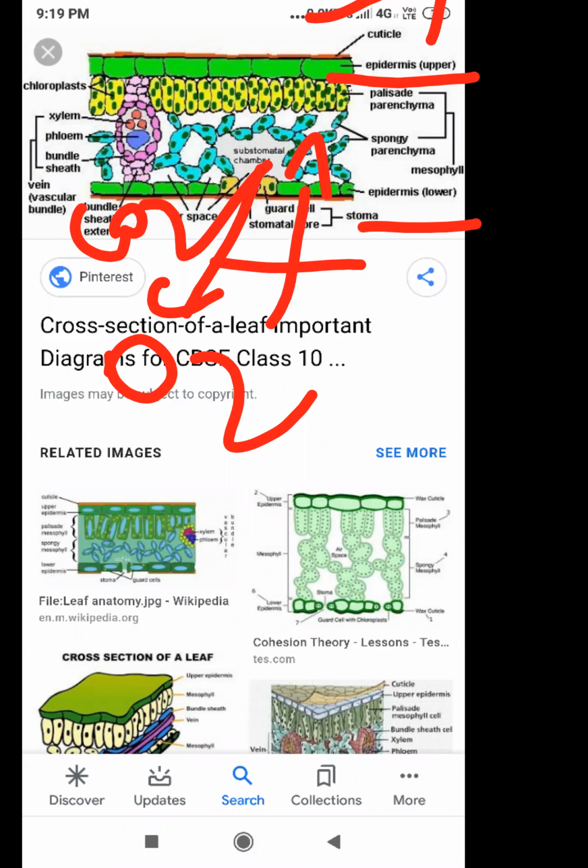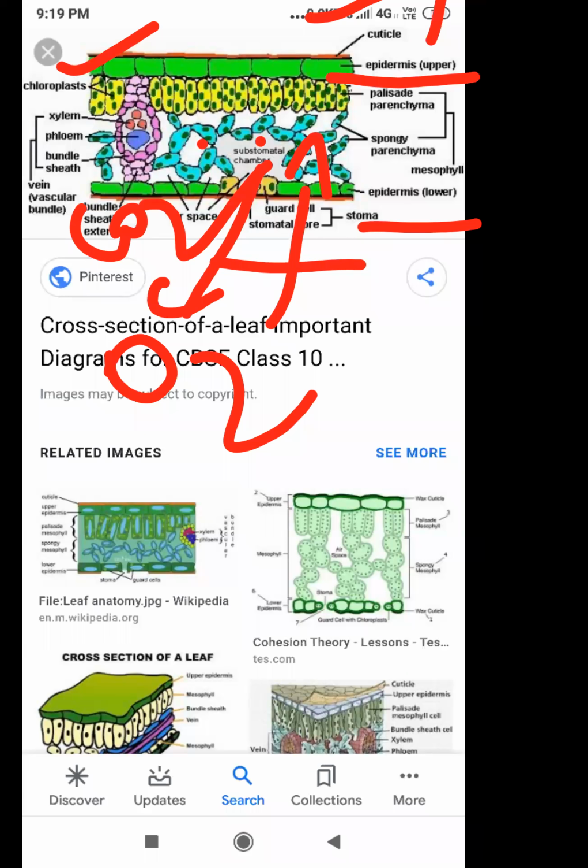Then the spongy parenchyma is loosely packed with a large amount of air spaces. You can see the air spaces in the picture. It is also responsible for photosynthesis. Why are they responsible for photosynthesis? Because they contain a large amount of chloroplast.